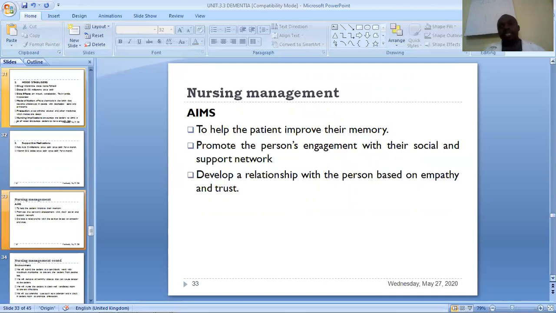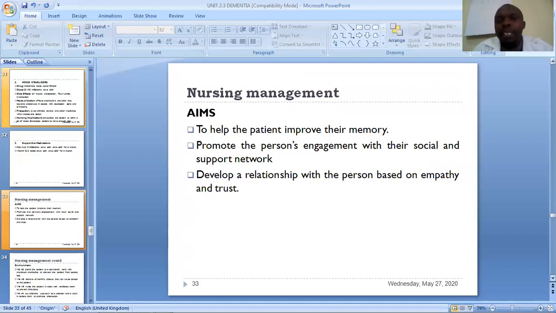Let's go to the nursing management. Under the nursing management, we'll just discuss the few specific nursing interventions that can be done in someone with dementia. What are the aims? To help the patient improve their memory, of course, because I've noticed that here there is damage to the brain tissue, which has led to the deterioration of the intellect functioning and also cognitive skills. So we would love to see to it that there's an improvement in their memory.